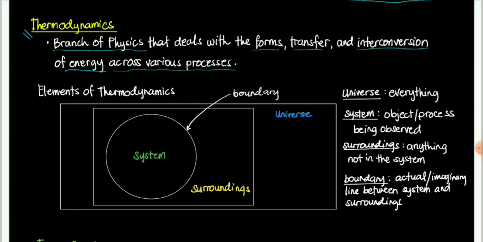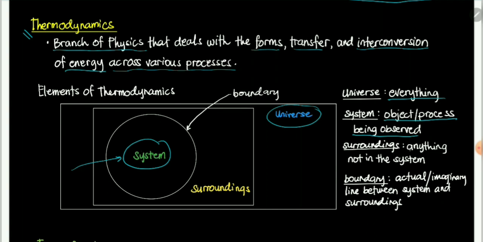Okay? So here are the elements. So we have the universe. So the universe is everything. So lahat ng bagay, okay, nandun siya sa loob ng universe. So yung universe natin may tatlong parts. Okay? Yung universe ay may system. So sa system, it contains the object or process being observed. Ito yung ating focus of study. Ito yung ating interest, yung system. Kung ano man yung nangyayari dyan, yun yung ating ino-observe.